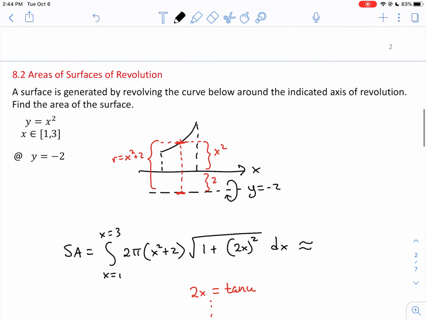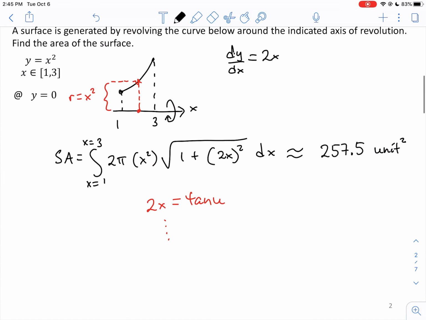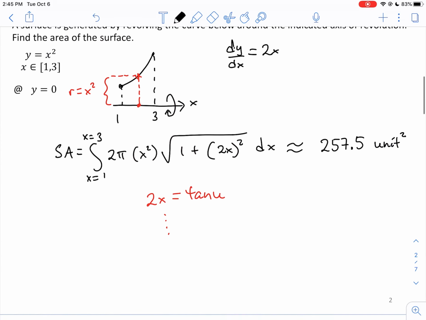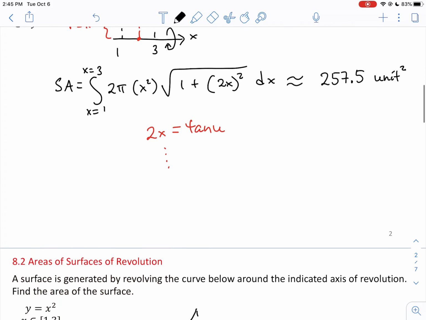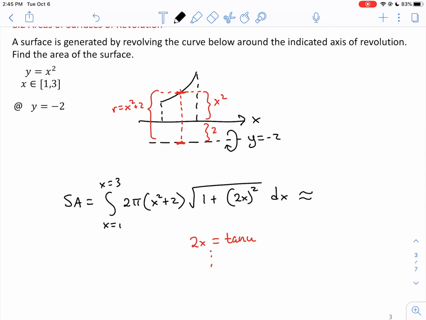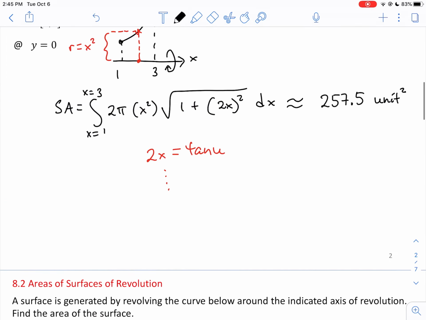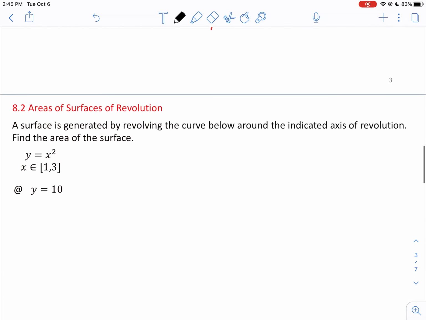And there's going to be some work ahead of you, which I won't repeat since we've done examples like that in the past. Do you expect the answer to be more or less than it was in this case? Right, we're revolving around an axis that's further away, so that should make a much bigger surface. And sure enough, when we integrate this, we get approximately 361.41 square units. Compare that to the last answer, which was smaller.